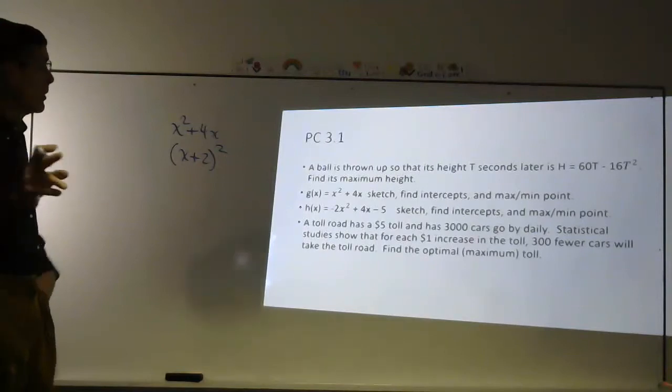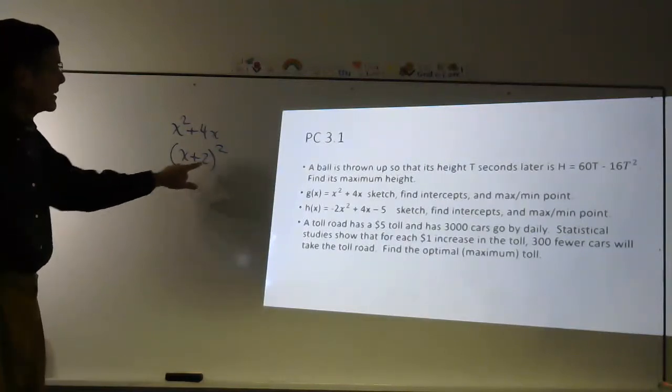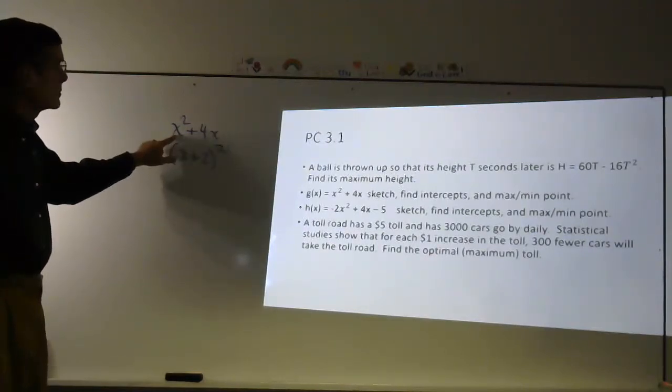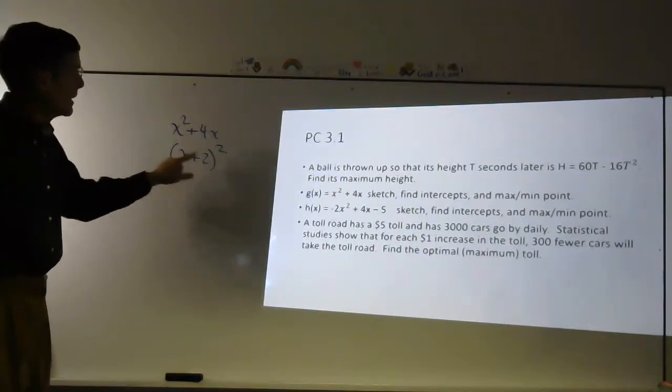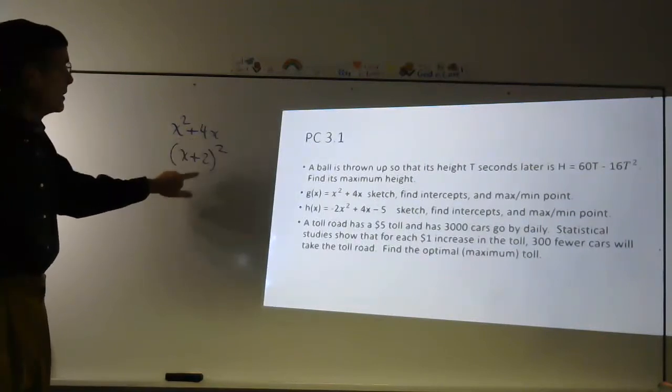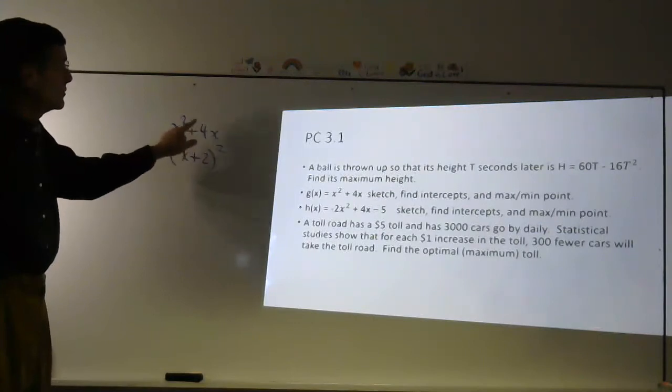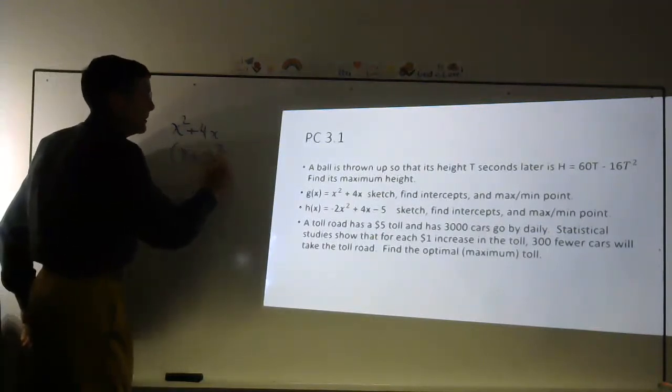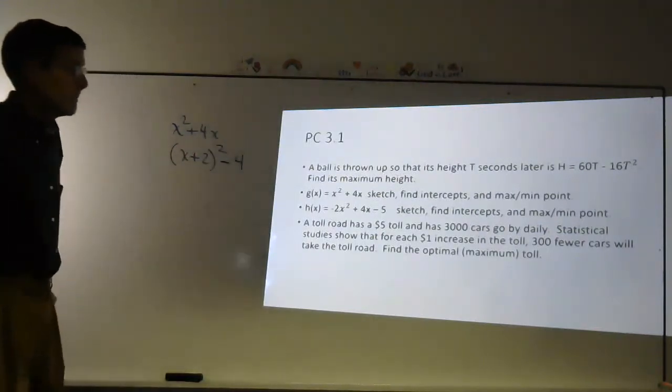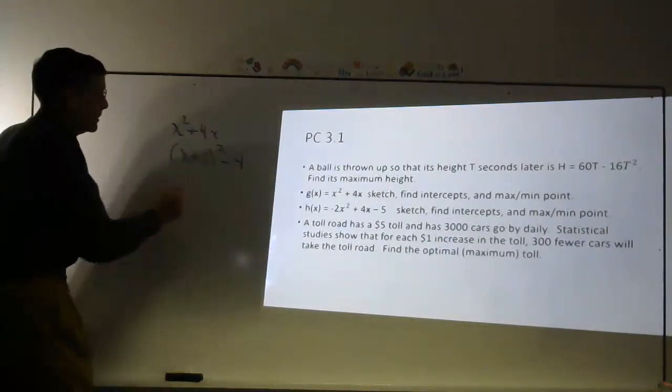Check your work. Write it down twice, x times x, x squared, checks. Inners and outers, 2x and 2x, 4x, checks. 2 times 2 is 4. There is no 4 up there. I need to get rid of the 4. Okay? All right, so here we go.